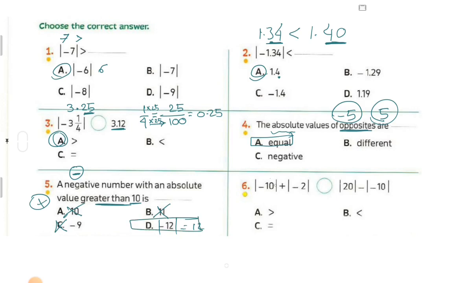Absolute value of negative 10 equals 10 plus absolute value of negative 2 equals 10 plus 2 equals 12. We have here 12. Now we have 20 minus absolute value of negative 10 equals 10. 20 minus 10 equals just 10. We have here 10 and here 12. Of course 12 is greater than 10. Oh wait, B. We choose point A.